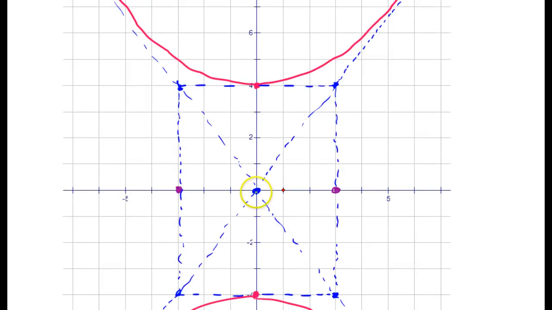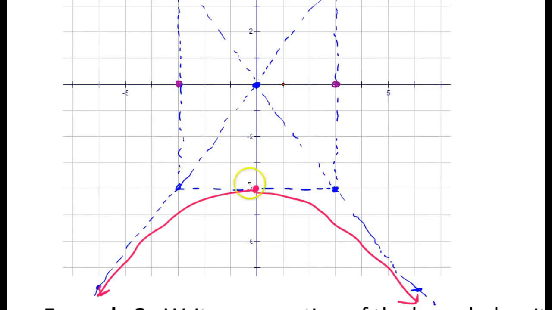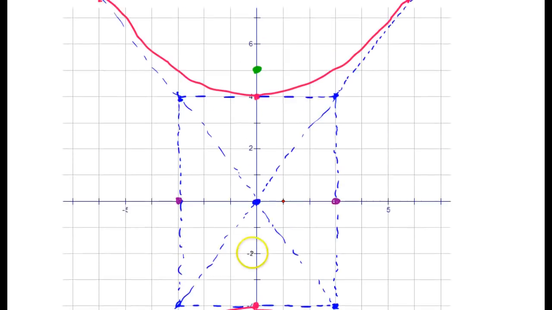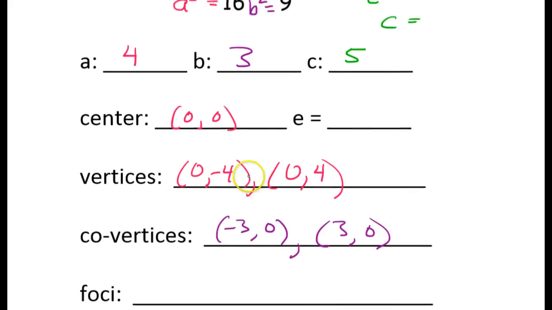So from the center to the focus is 5. So if I go up 5, here will be a focus. All right, and here is a focus if I go down 5. All right, so that is 0, -5 and 0, +5.